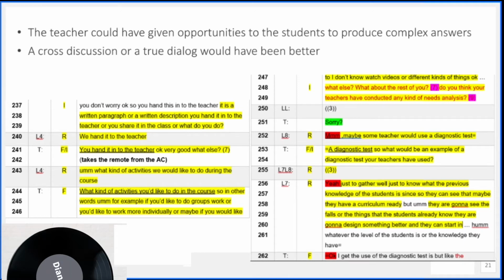A cross discussion or a true dialogue would have been better because it would have encouraged students to ask different types of questions, which could be referential, to help the students have a deeper understanding of the reading.